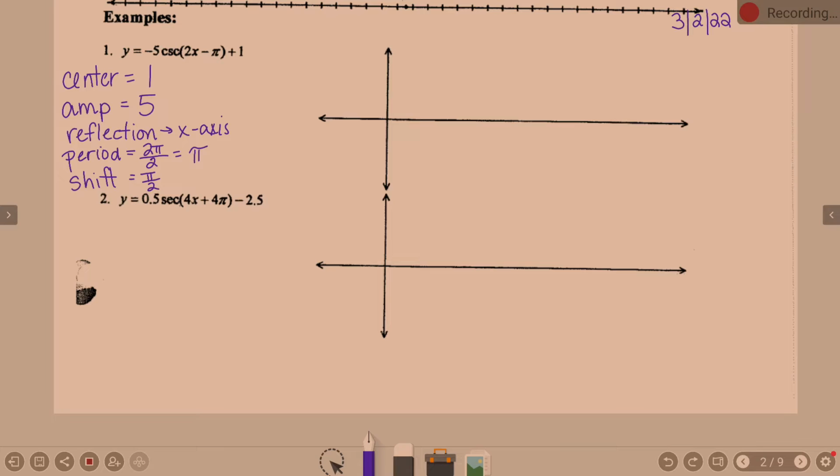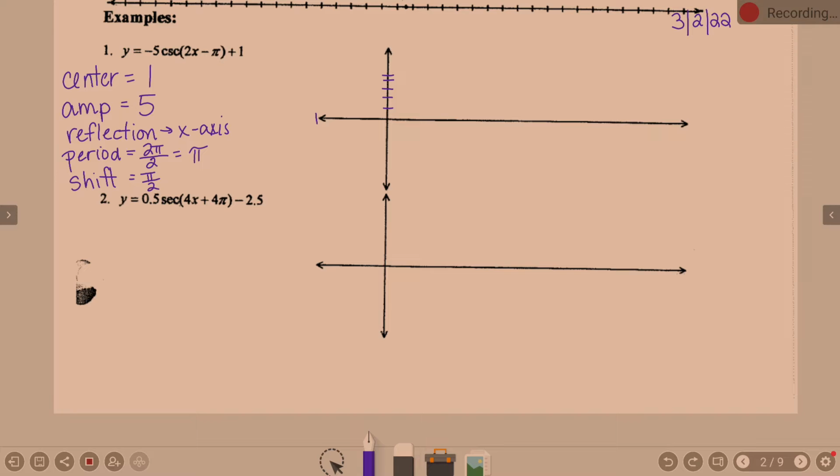Okay, so we're masters at doing that. I think most of you guys were writing that down on the worksheets, which was good. This was never the issue, is finding the information. The issues happen later on with labeling and whatnot. Okay, you got your center line of 1, amplitude of 5.